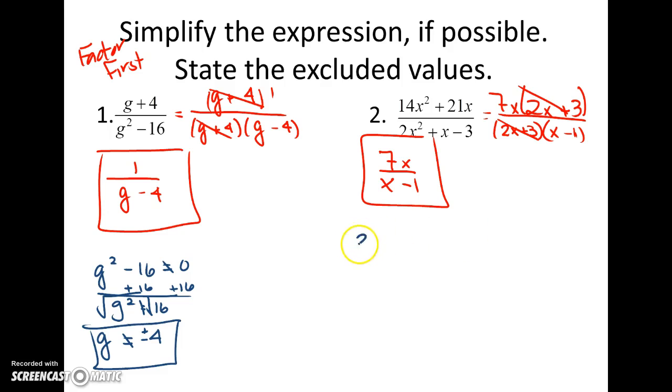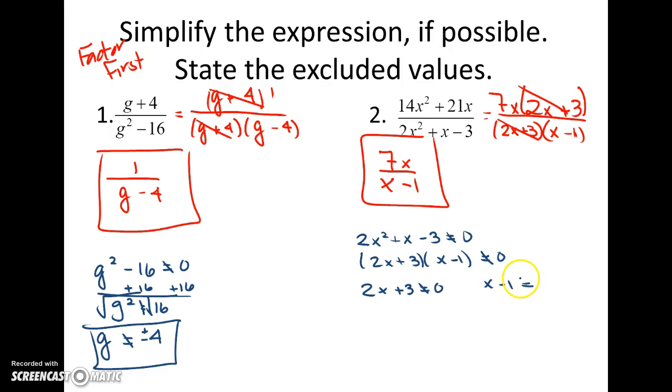For my excluded values, I have 2x squared plus x minus 3 cannot equal 0. So we factored that already, and we found that it was 2x plus 3 times x minus 1. That cannot equal 0. So that means 2x plus 3 cannot equal 0, and x minus 1 cannot equal 0. Putting an emphasis on that, I know, sounds weird.